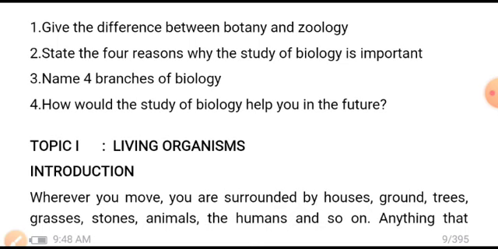State four reasons why the study of biology is important. I know you have understood it. Name four branches of biology. Then, how does the study of biology help us in the future? These are the evaluation questions used to know whether our topic of today, the introduction, has been understood.